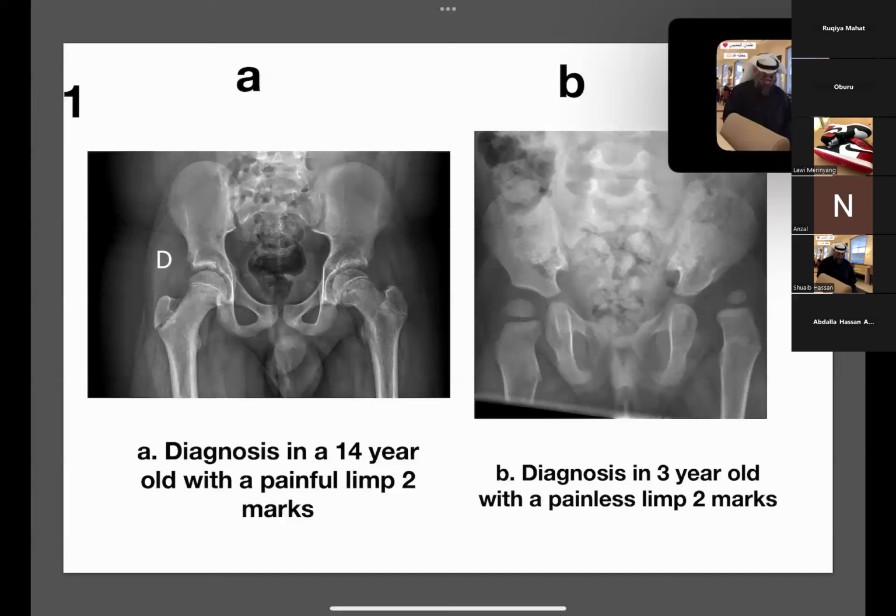All right, and in this case it is a slipped epiphysis. If you have a slipped epiphysis, the history is quite classic. Usually you find it's like a 13-year-old girl or 14-year-old boy.